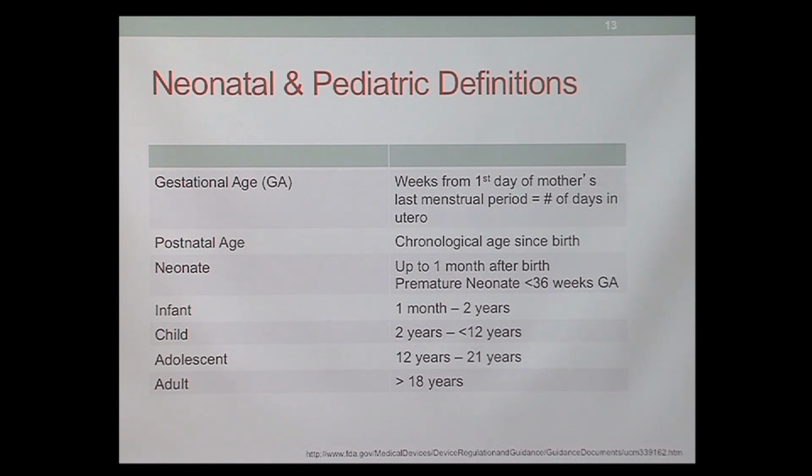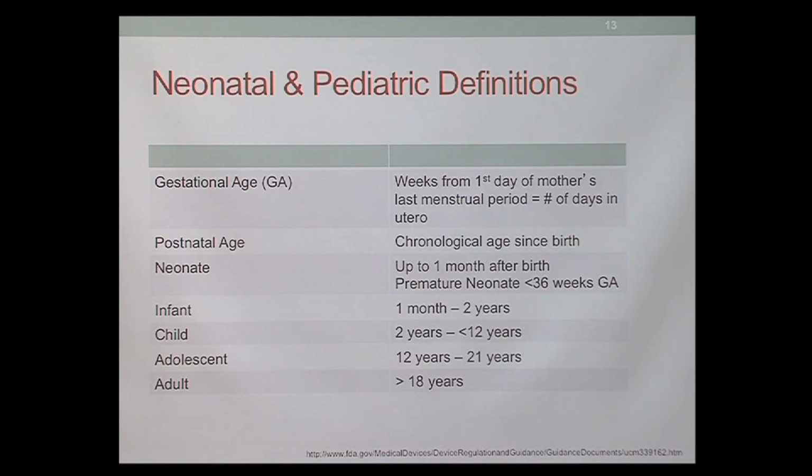First, what is gestational age? Gestational age is the weeks from the first day of the mother's last menstrual period, really saying the number of days in utero. So when they say you are 20 weeks gestation or 24 weeks gestation, that means you're 6 months pregnant, okay? Postnatal age is chronological age since birth. So you are 2 days old.